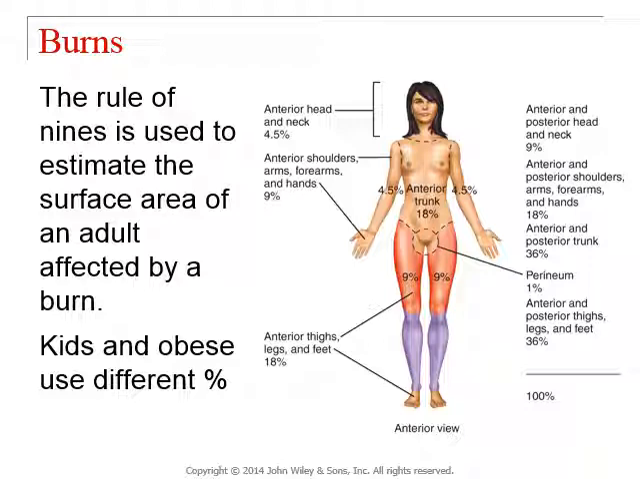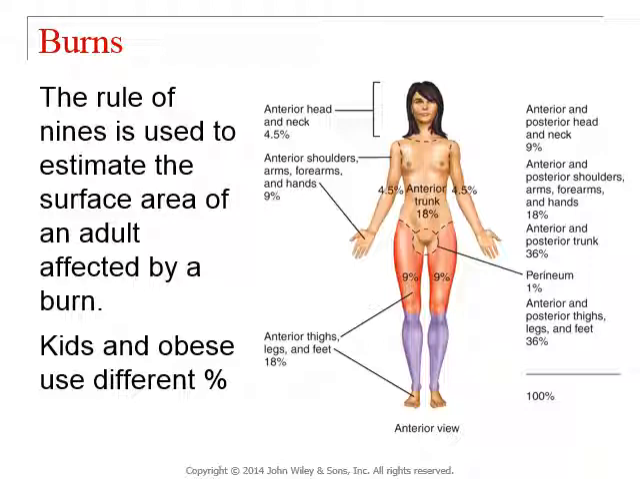So in this case, when someone comes in as a patient with a certain percentage of surface area affected, you're basically going to be using the rule of nines. The anterior and also the posterior head and neck would be 9%. Both sides of the upper limbs will be 18%. The full anterior and posterior trunk will be 36%. The anterior and posterior thighs, legs, and feet are going to be 36% complete, which will all add up to 100%.